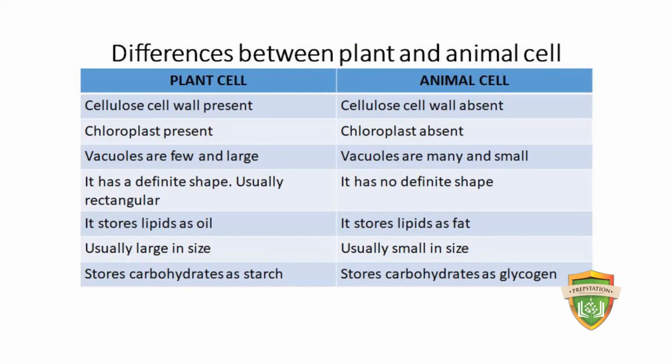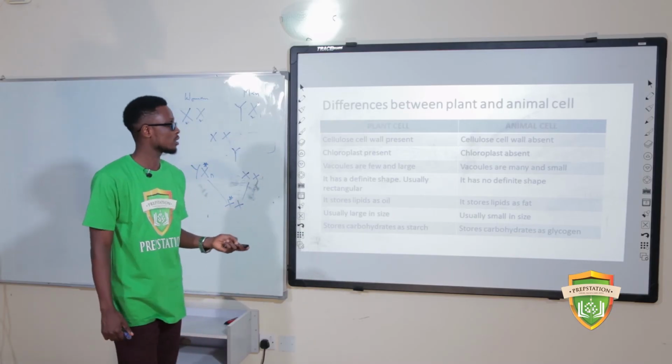Plant cell has a definite shape, usually rectangular. Animal cell has no what? Definite shape. Plant cell stores lipids as oil. Now, lipids are fat and oil. So for plant, it will store lipids as what? Oil. While animal will store lipids as what? As fat. Plant cells are usually large in size. Animal cells are small in size. Plant cells store carbohydrate as starch, while animal cells store carbohydrate as glycogen. Glycogen, they also call it animal starch.